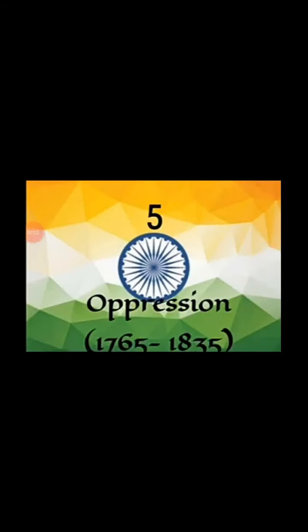Part 5 is about oppression, from the year 1765 to 1835. What is the meaning of oppressed? It means controlled in a cruel manner. In the year 1818, the British passed a resolution that any Indian could be jailed without a trial. The British started making money and fortune. Later, by the end of the year 1829, they were exporting goods worth 7,000 crores from Britain to India and became very rich.